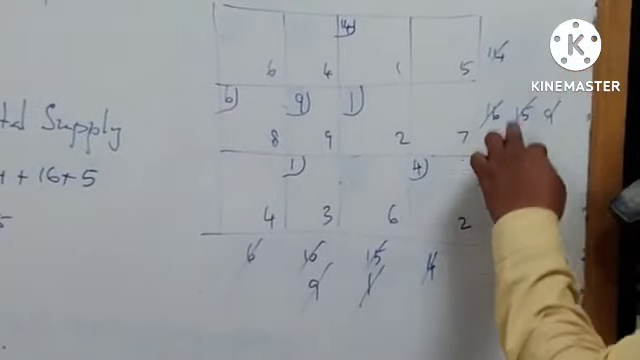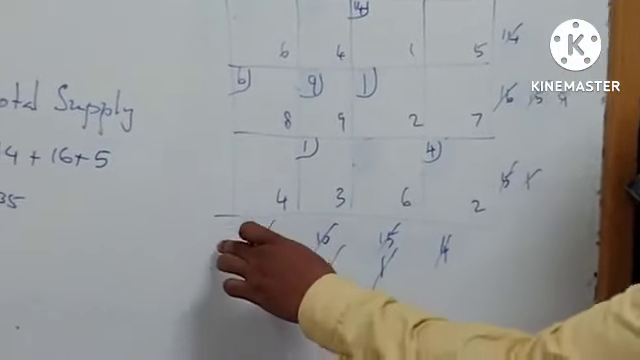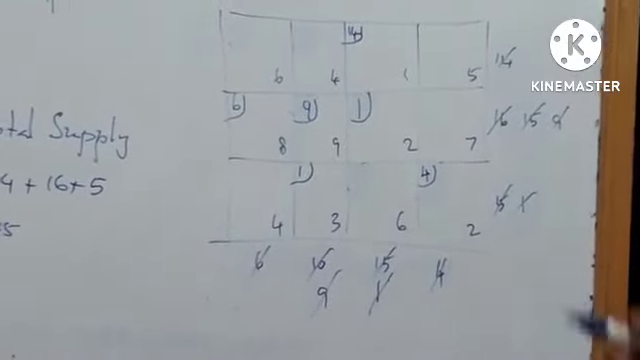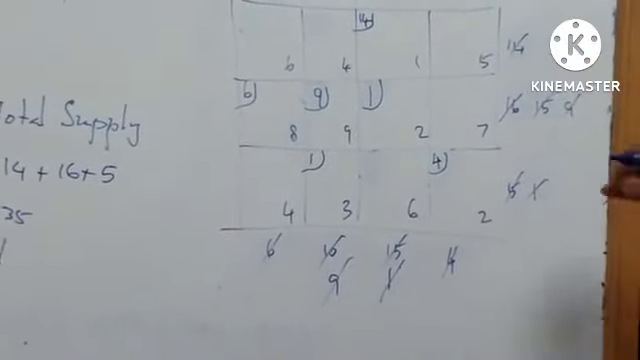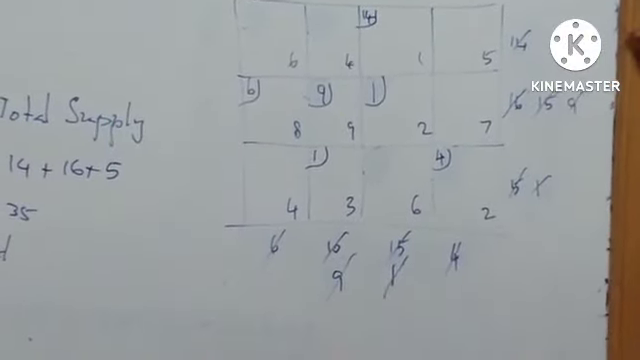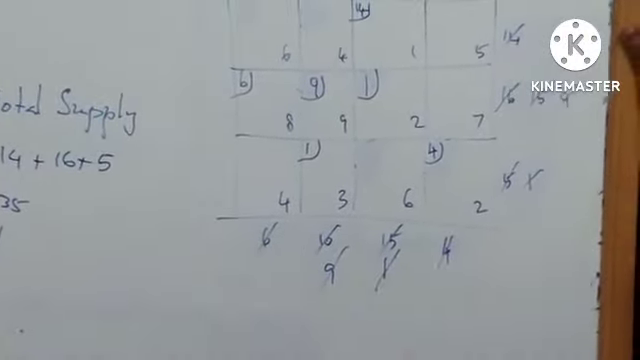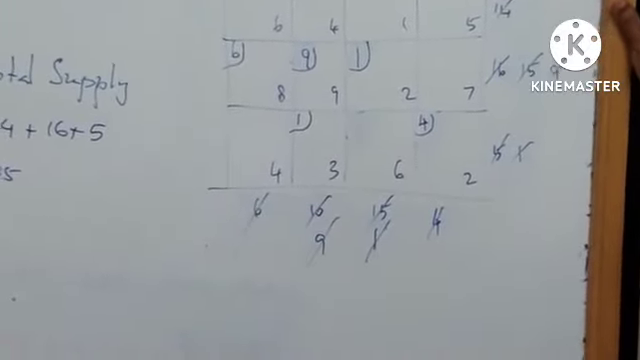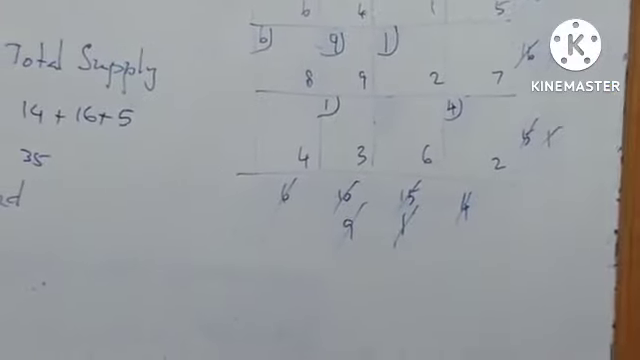Either row wise or column wise, there will be some value pending, some value remaining. Therefore, it is called unbalanced. There is a formula or step to convert it into a balanced transportation problem. That will be taken in the next class.